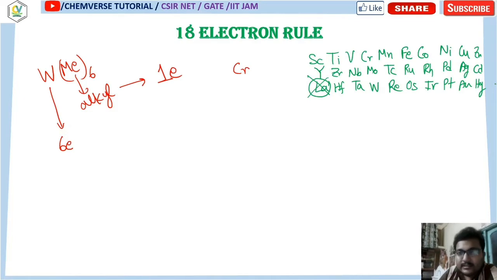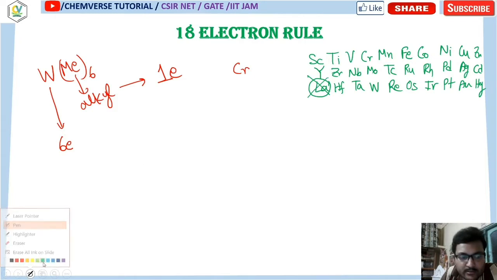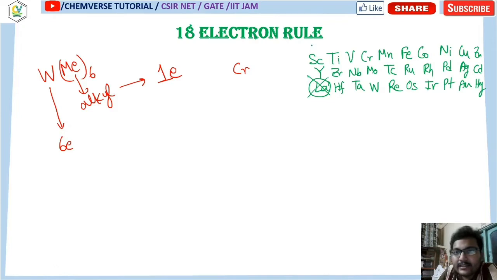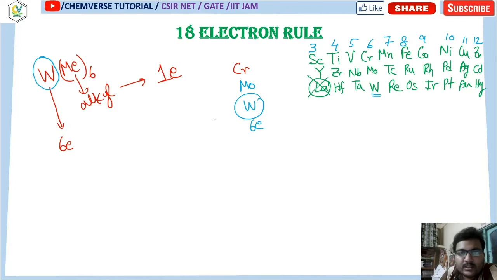So if you understand this, now what is the contribution? What is the valence electron? The valence electron count, for the scandium series it is 3, then 4, 5, 6, 7, 8, 9, 10, 11 and 12. Now tungsten, look at this. This is a tungsten molecule, a transition metal. Tungsten is present in the chromium group: chromium, molybdenum, tungsten. So the valence electron is 6, and the 6 methyl groups give 6 electrons. So overall it is 12 electrons.